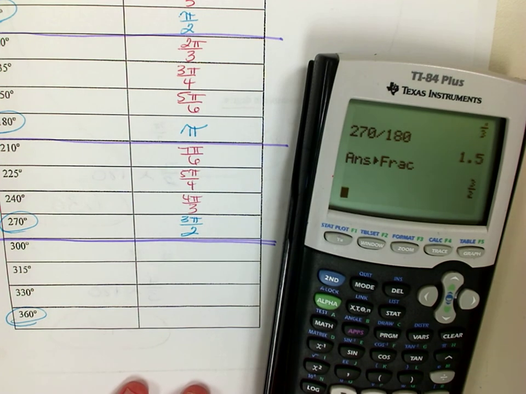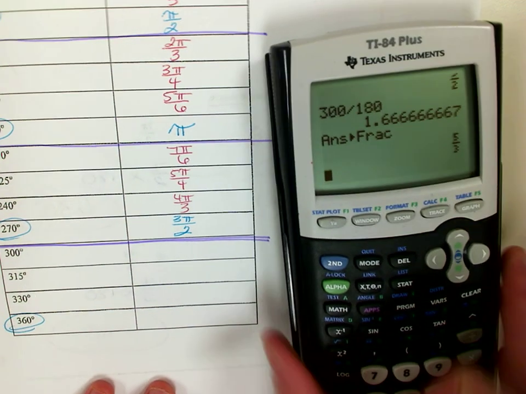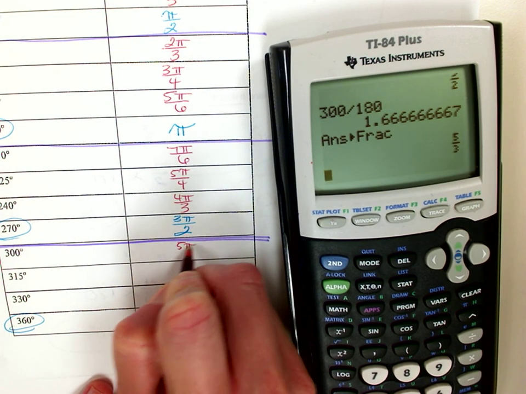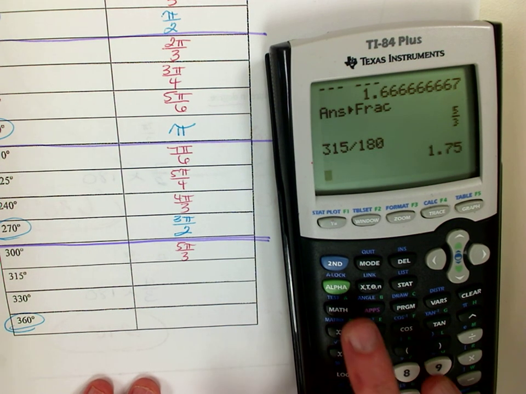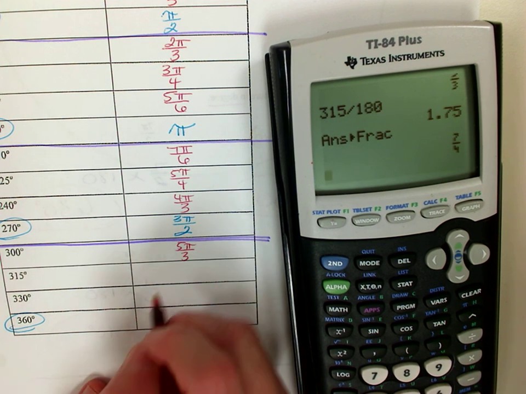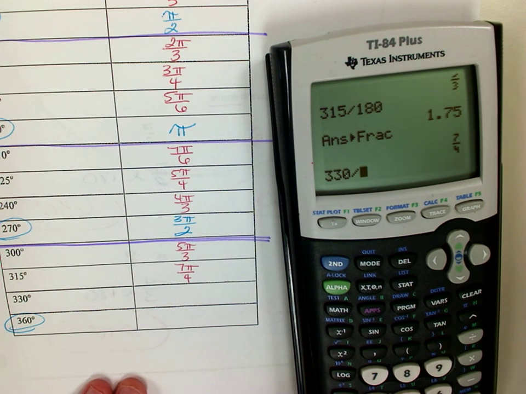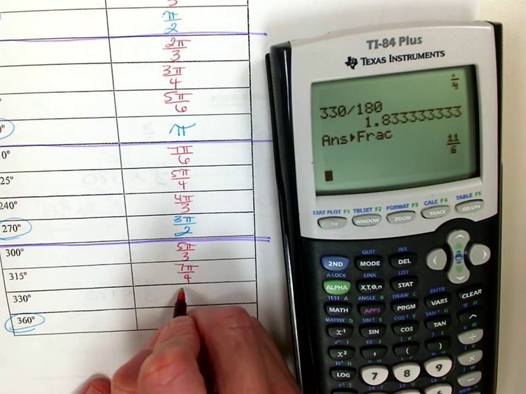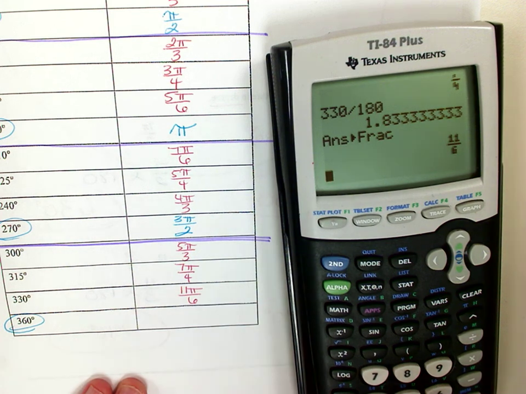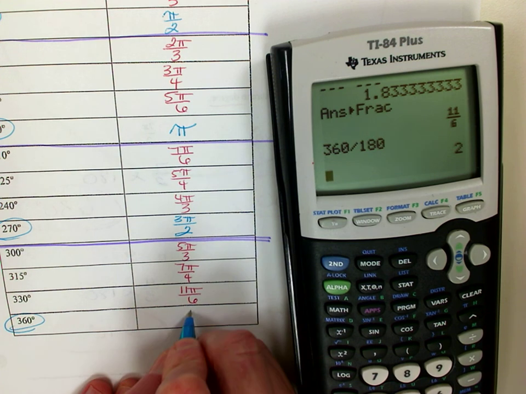Okay, here we go. 300 divided by 180. Math, enter, enter. 5 pi over 3. 315 divided by 180. Math, enter, enter. 7 pi over 4. 330 divided by 180. Math, enter, enter. 11 pi over 6. And then 360 divided by 180 is 2. So this one is 2 pi.